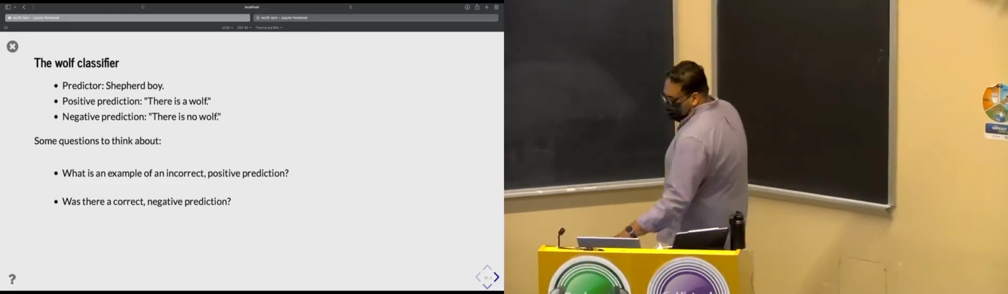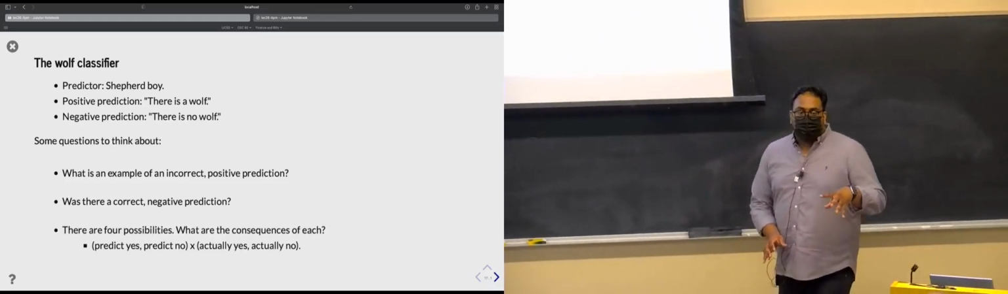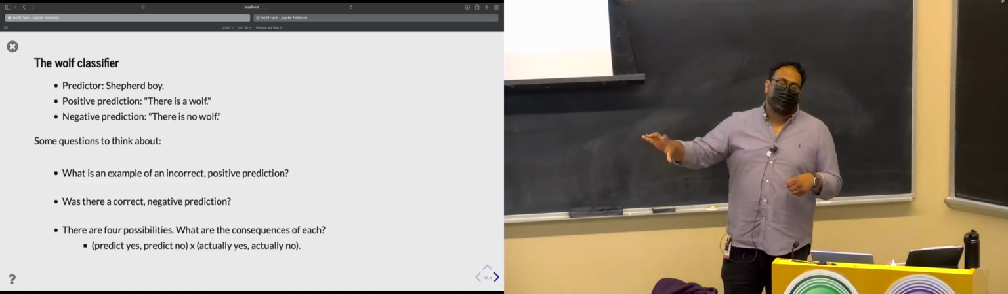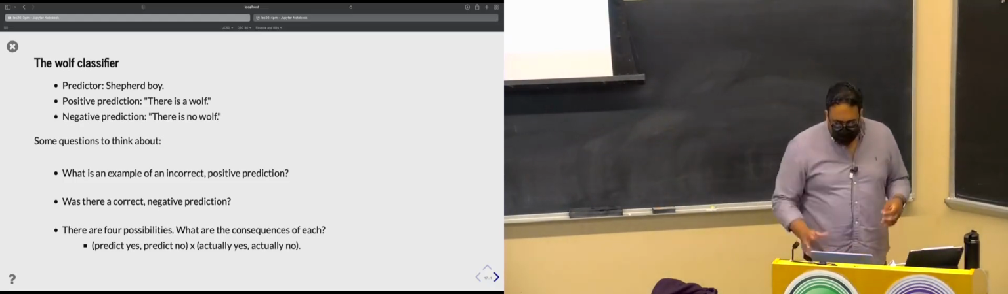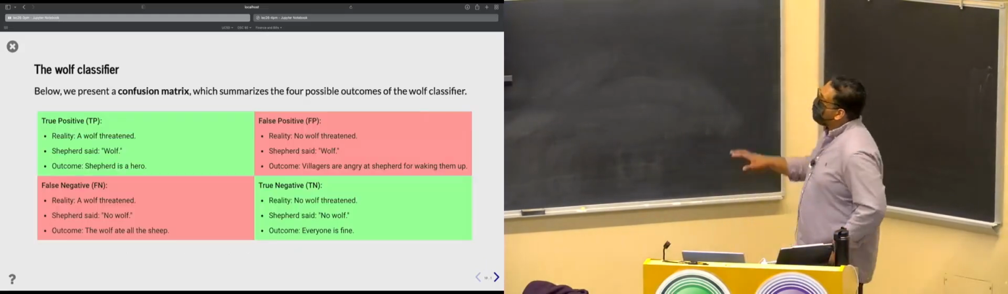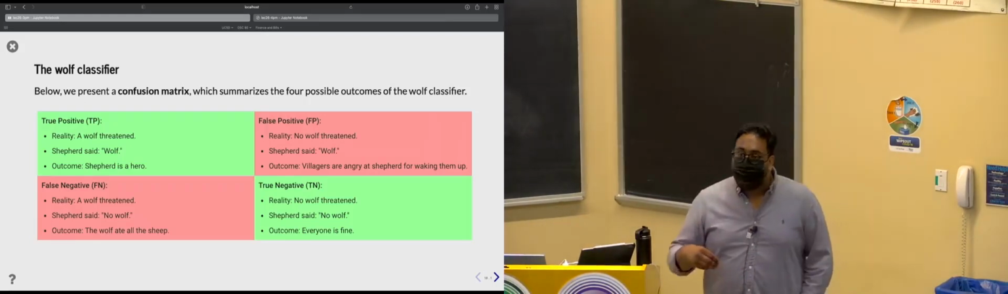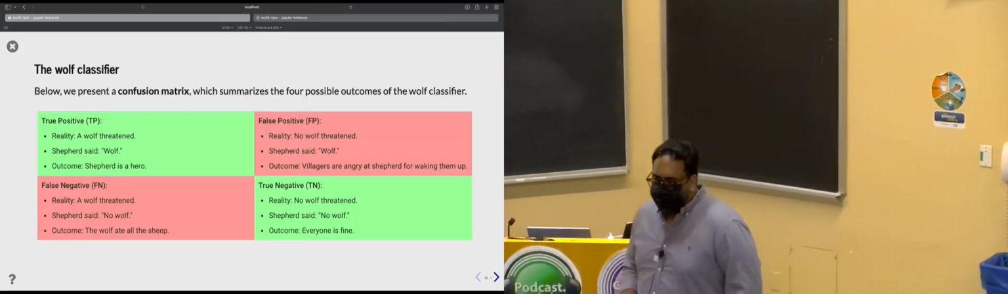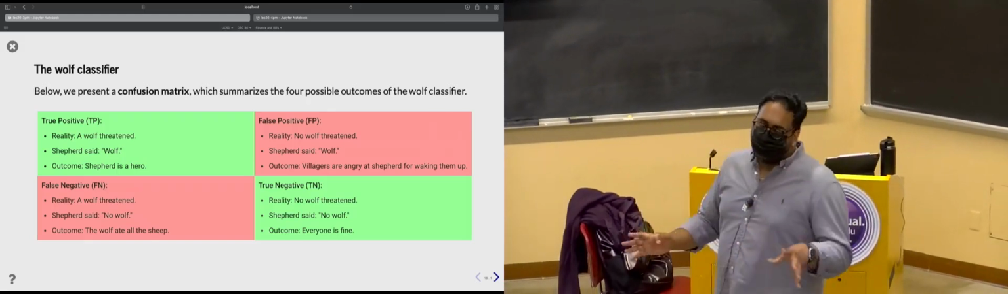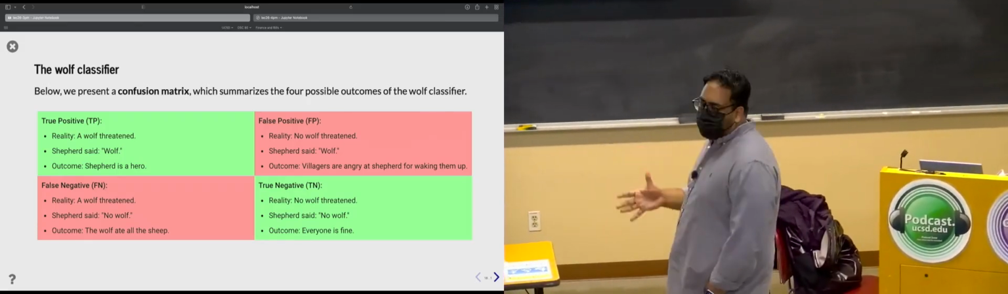So, notice there are 4 possibilities for what could happen, right? Either the kid could be right or wrong, and there could be a wolf or there could not be a wolf. So there's 4 possibilities as to how this prediction can turn out. And those are summarized in this table, which is often called a confusion matrix. It's not called confusion matrix because you're confused when looking at it. I don't actually know why it's called confusion matrix. Okay, so let's think about the 4 outcomes here.